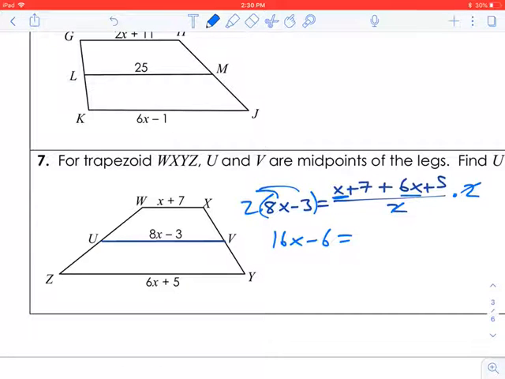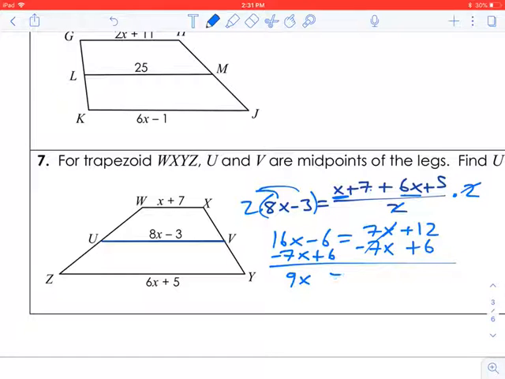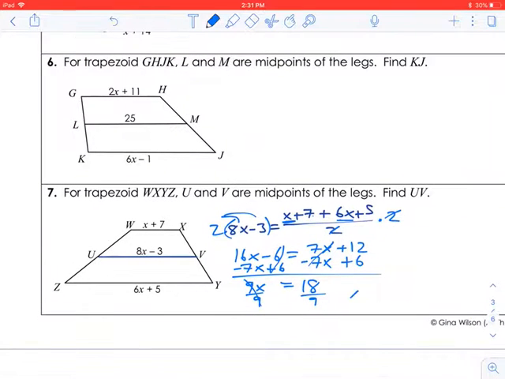And then let's go ahead and combine like terms. x plus 6x is 7x. 7 plus 5 is 12. And now we can go ahead and solve. So subtract 7x from the other side. I get 9x. And let's add 6 to both sides. That's going to be 18. And then we divide by 9. Get x equals 2.